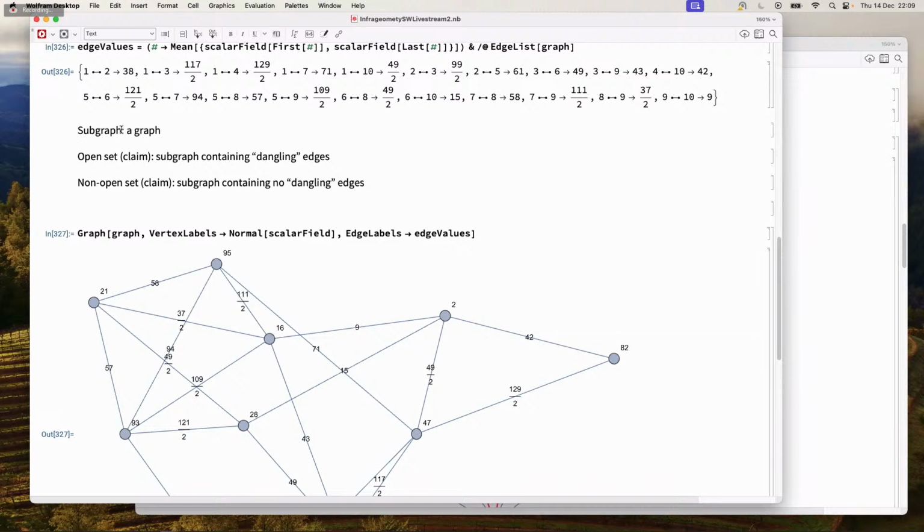So we deleted it. Forget the subgraph claim. We need some kind of word for that. It's like a monomorphism.